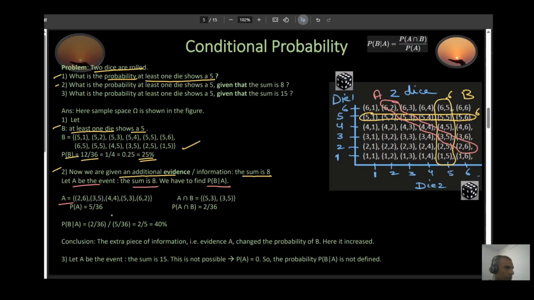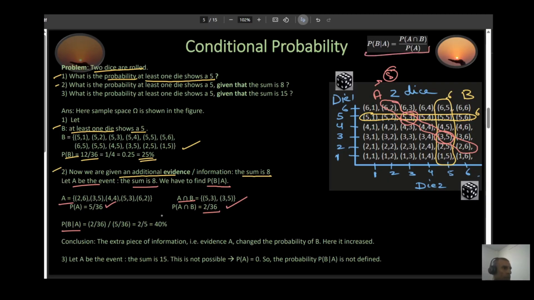Okay, so the probability of event A would be 5 over 36 because there are 5 elements total in here. And the probability of A intersection B would be the common elements between A and B. So this is my A and B, and the common elements are this right here, 5, 3, and 3, 5. So these are the intersecting elements. In this case, the probability of A intersection B would be 2 over 36 because there are 2 elements inside A intersection B. Okay, so the probability of B given A, now I'm going to use this equation right here.